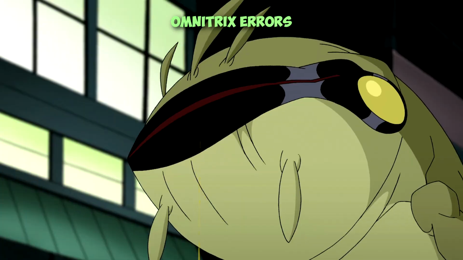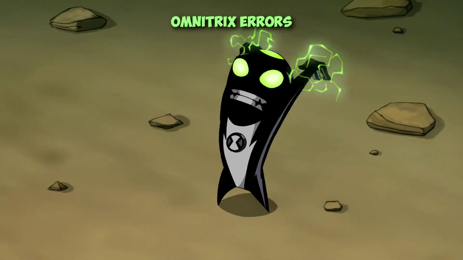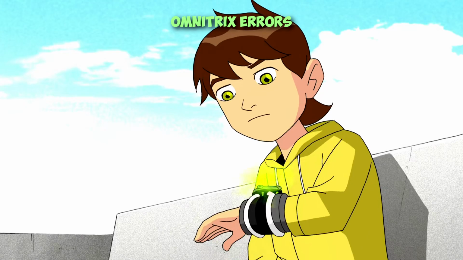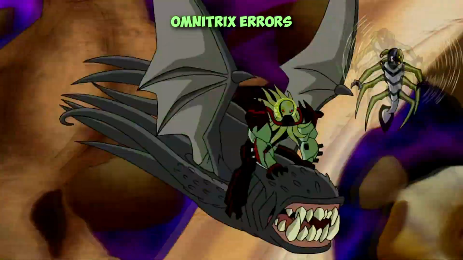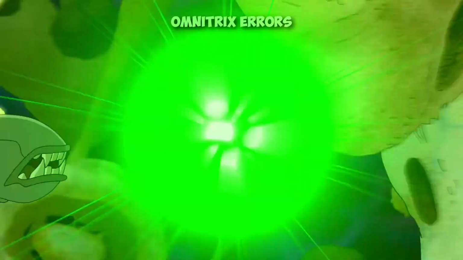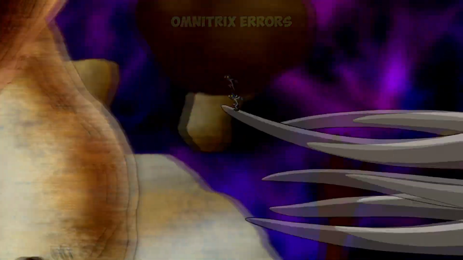There's also a moment in one of the Ken 10 episodes where Ken unlocks Master Control, but he times out. This of course is an error because that kind of just defeats the purpose of Master Control, being that Master Control really just allows you to not time out and switch between aliens without reverting to human. So these are a handful of the errors that I found in Ben 10 Classic.